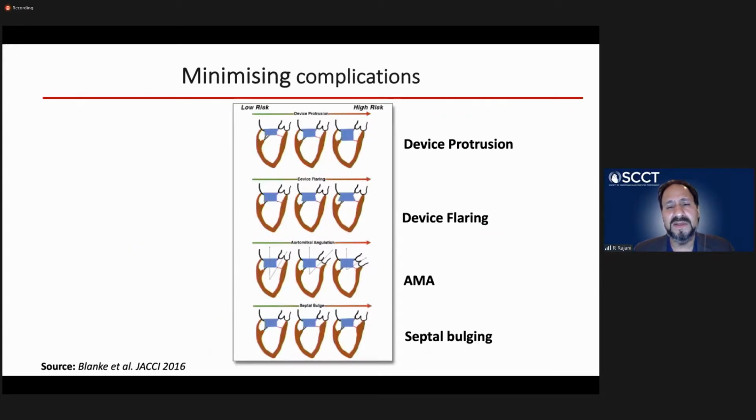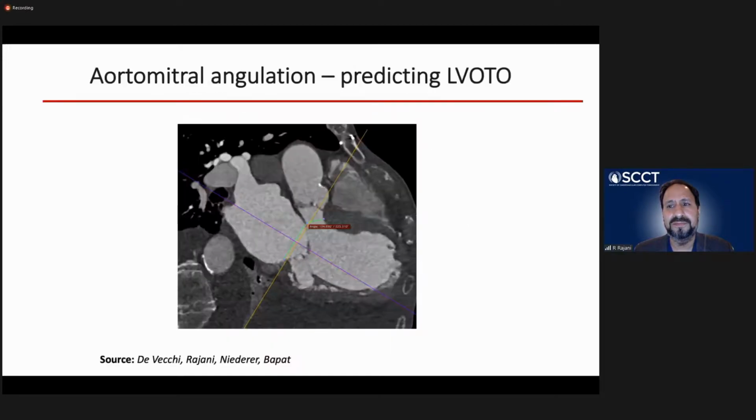Now, a number of different factors have been proposed to account for neo-left ventricular outflow tract obstruction, and these are portrayed on this slide. These include device protrusion, device flaring, an acute aortomitral angulation, and also the presence or absence of a basal septal bulge. The other thing that we also need to account for is an acute aortomitral angulation. And this is just a technique of measuring the angulation between the outflow tract and also the mitral valve annulus. And in this example, it was 135 degrees. There is some debate as to what is significant, but in general, the more acute the angle, the more likely there is to be a neo-left ventricular outflow tract obstruction.